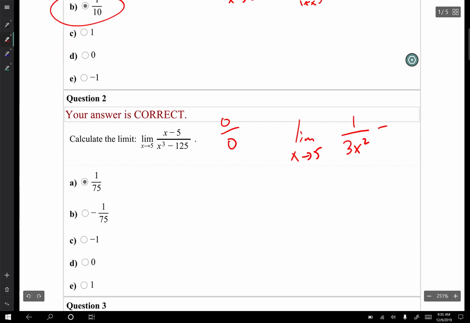So, 1 over 75. All right, let's continue.